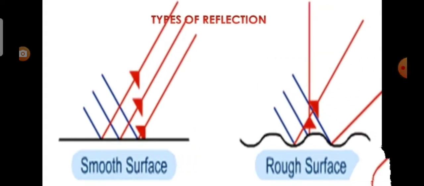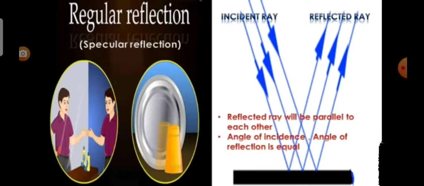Now we see about the types of reflection. The amount of reflection of light depends on the nature of the reflecting surface of the body. Based on the nature of the surface, reflection can be classified into two types. One is regular reflection and the other is irregular reflection. Now we see about regular reflection.